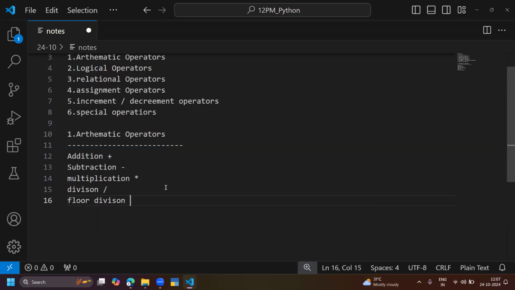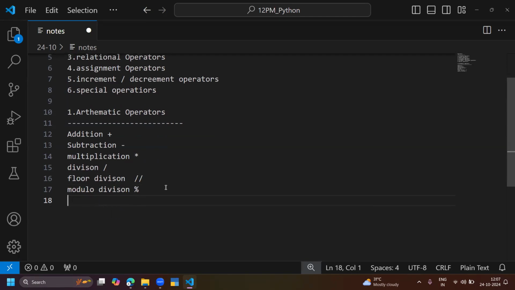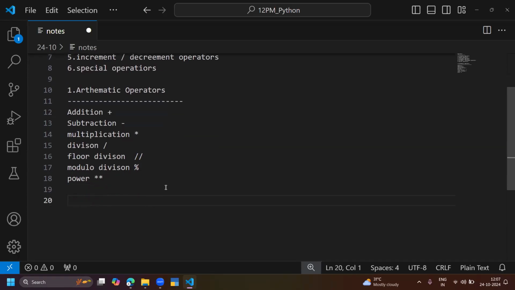We'll discuss floor division. Floor division is double slash. And one more thing is modulo division. Modulo division is percent. And one more thing is power. The power operator is double star. Okay. So let us discuss addition, subtraction, multiplication, division, floor division, modulo division, and power.